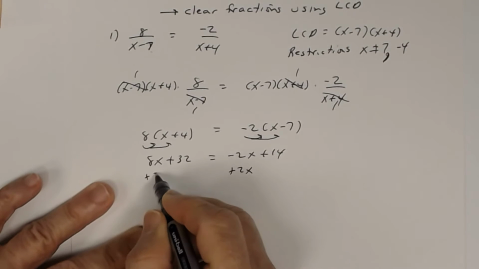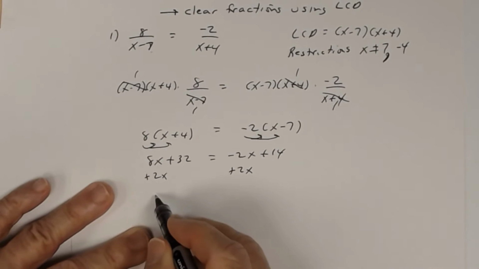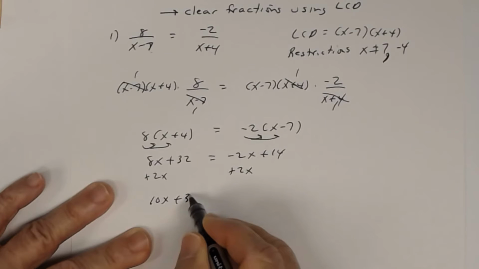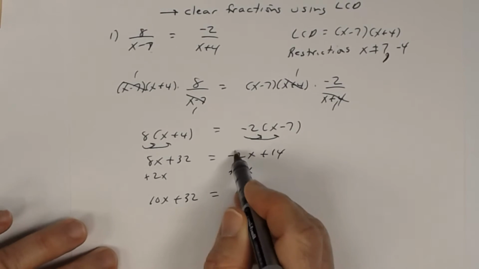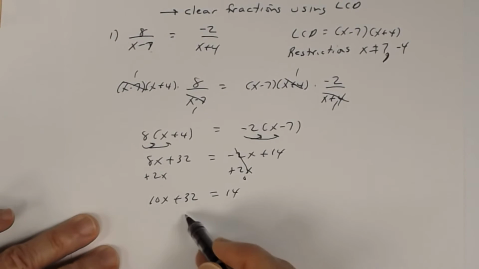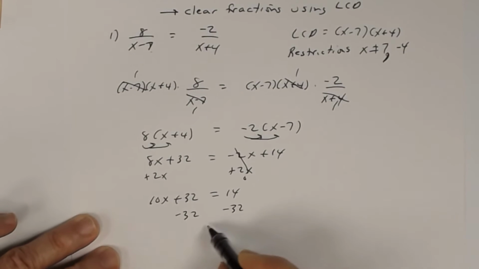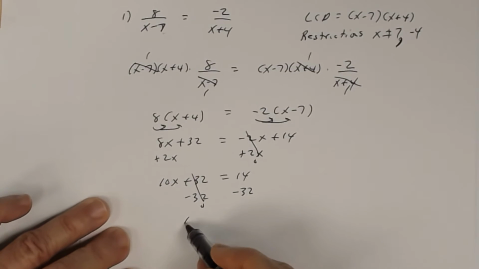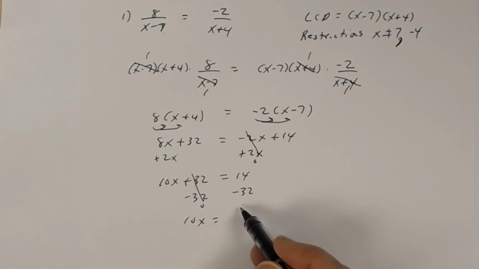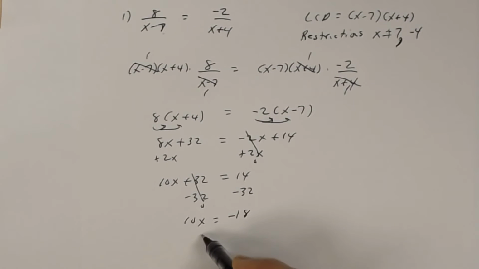So I'm going to go ahead and add 2x to both sides. And combine like terms. I get 10x plus 32 equals, and then notice this is 0, and you're left with 14. Subtract 32 from both sides. Combine like terms. I get 10x equals, and that's going to be a negative 18. And then divide both sides by 10.